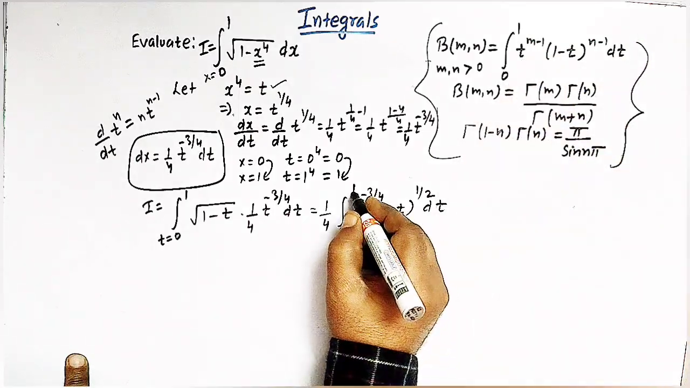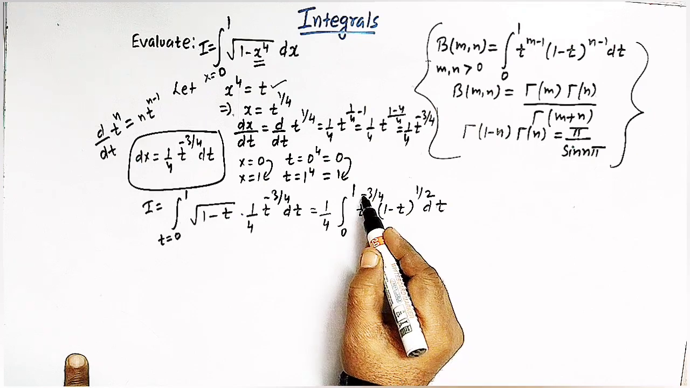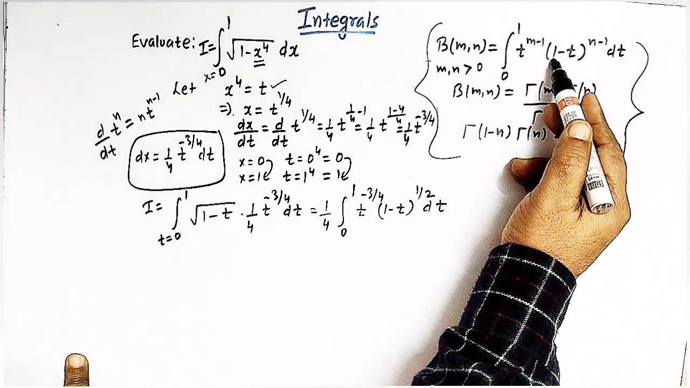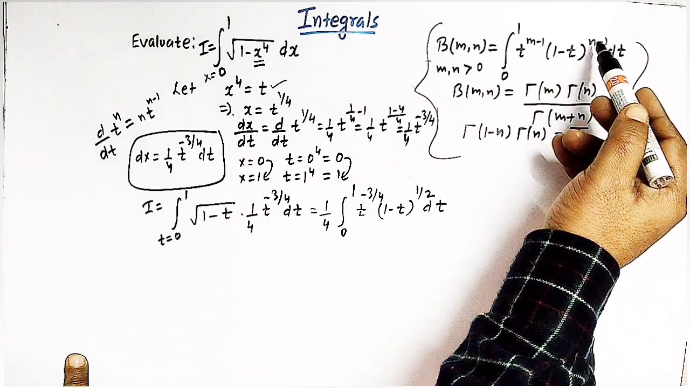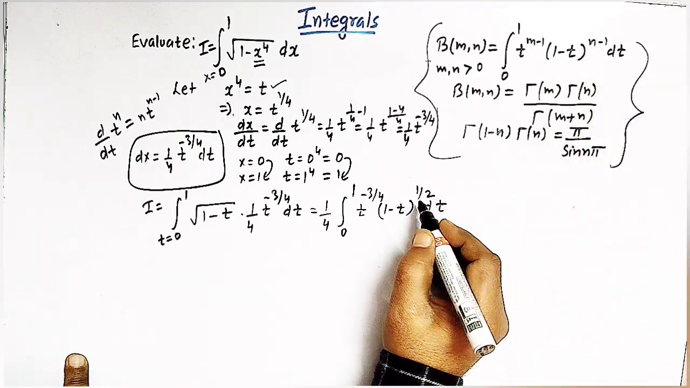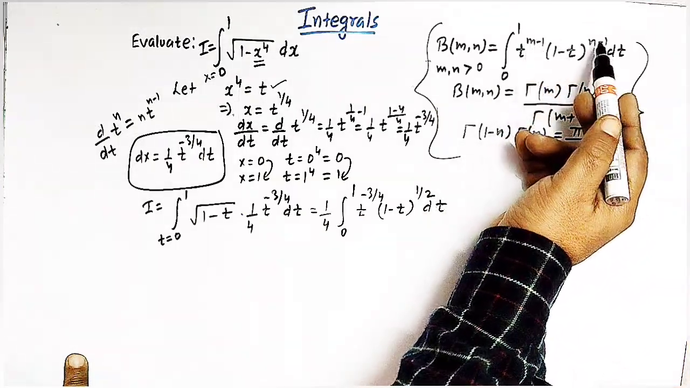Here we have 0 to 1, and here we have t raised to m minus 1. Here we have t raised to minus 3 over 4. Here we have 1 minus t. Here also we have 1 minus t, but here the exponent is n minus 1. Here we have half. So let us find out the values of m and n.